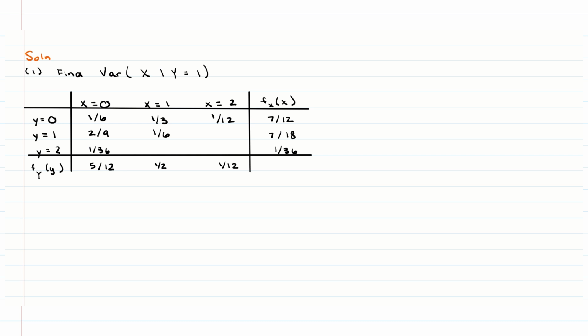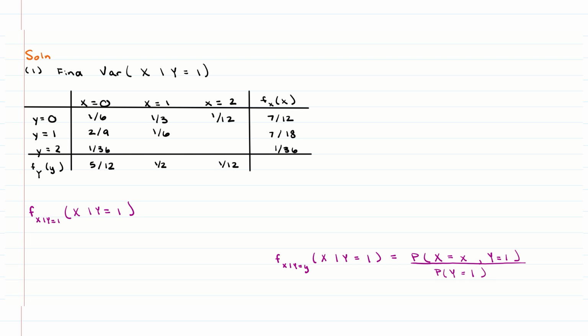We're asked to find the variance of x given y equals 1, and the first step is to find our conditional PMF. Now keep in mind in this example, y is fixed at 1 and x is what's varying. So for our conditional PMF, we'll have x equals 0, x equals 1, and x equals 2. And for the joint probability that x equals 0 and y equals 1, we have 2 over 9. And for the marginal probability that y equals 1, we have 7 over 18. Then this simplifies down to 4 over 7.